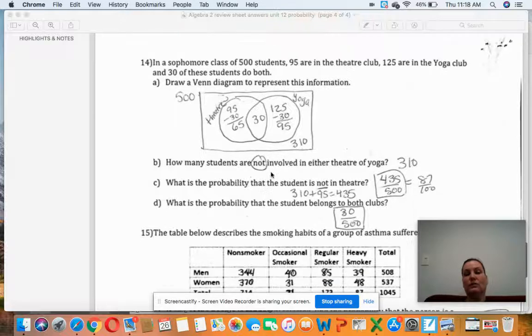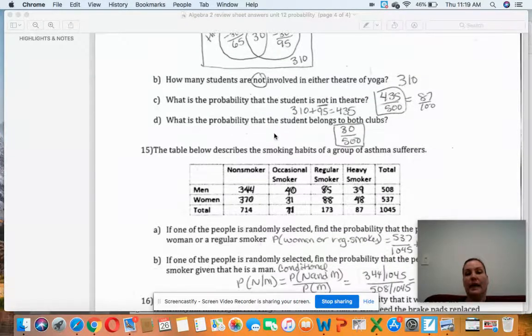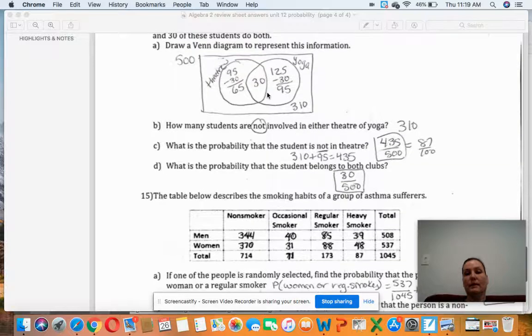So the first question, how many students are not involved in either theater or yoga? There's 310. What's the probability that the student is not in theater? So not in theater means everybody but this 65. So the 310 plus the, I'm sorry, I can't count the 30. 310 plus the 95, and that's my 435. Or I could have just done 1 minus 65 over 500. That would also give me that same number, 435 over 500. And what's the probability that student belongs to both clubs? We already figured that out. There's 30 of them, 30 over 500.